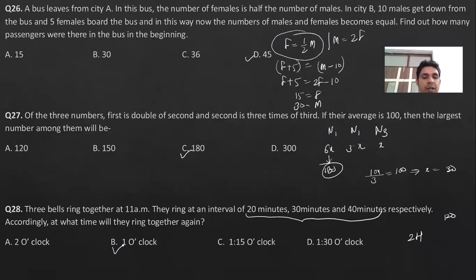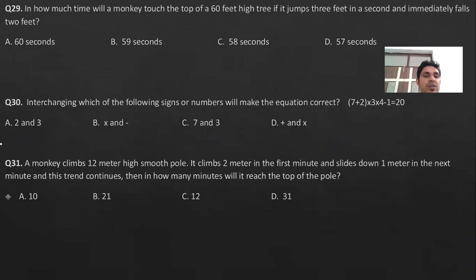Okay, coming to the next question, question number 29. The question is, in how much time will a monkey touch the top of a 60 feet high tree if it jumps 3 feet in a second and immediately falls 2 feet? So students, these three logical questions, 29, 30, and 31, I want you to try at your home, and if you have any doubt in any of the three questions, you can ask me, right?